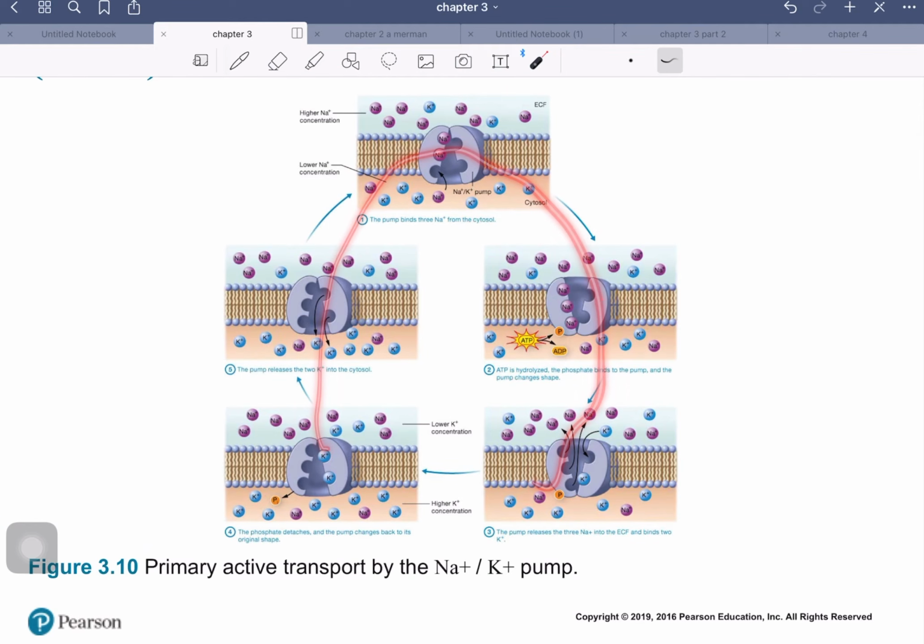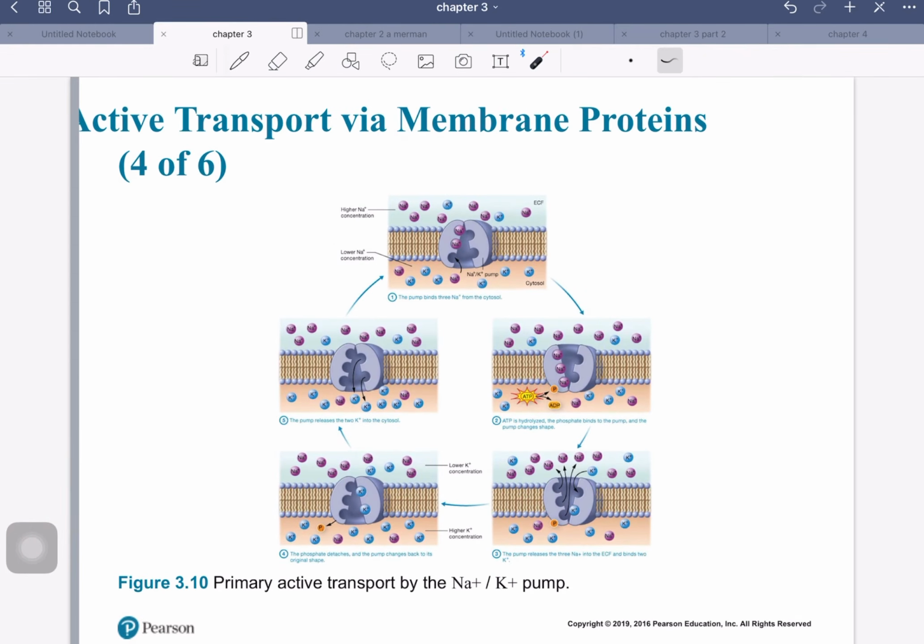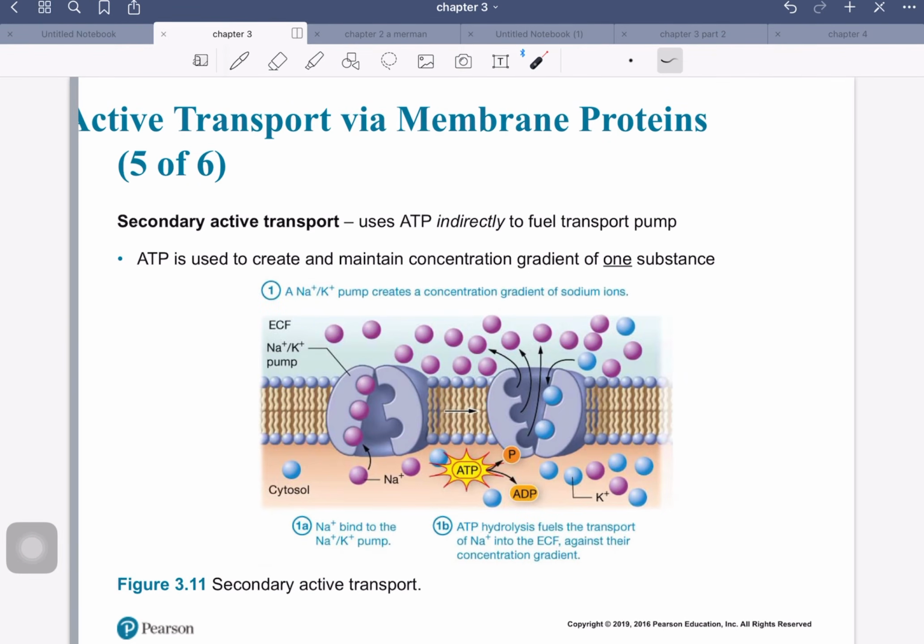Now remember, these pump proteins don't get used up with one reaction, right? They can go over and over. And almost every cell of your body is now running this sodium-potassium pump to maintain this gradient difference. Okay, so that's a great example of active transport.